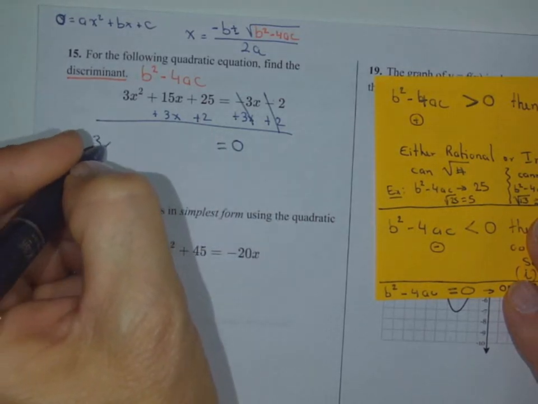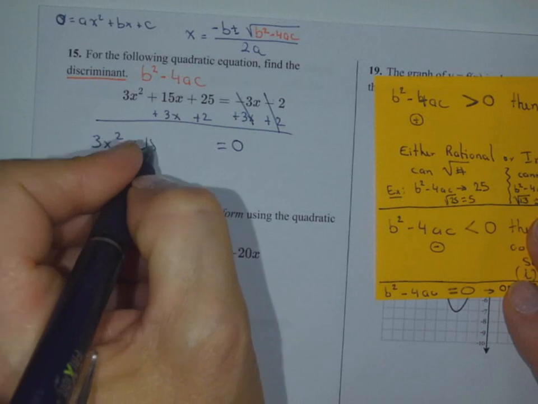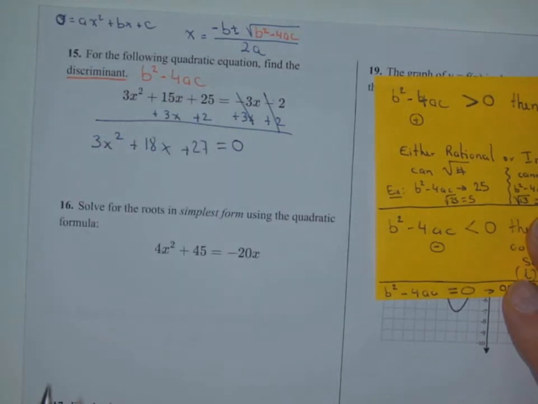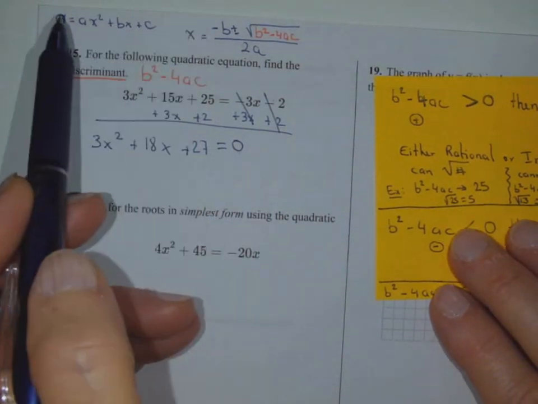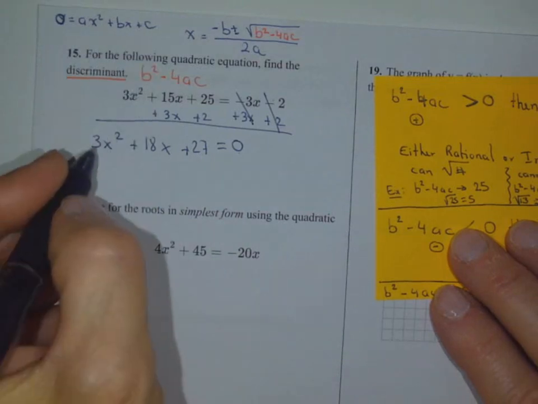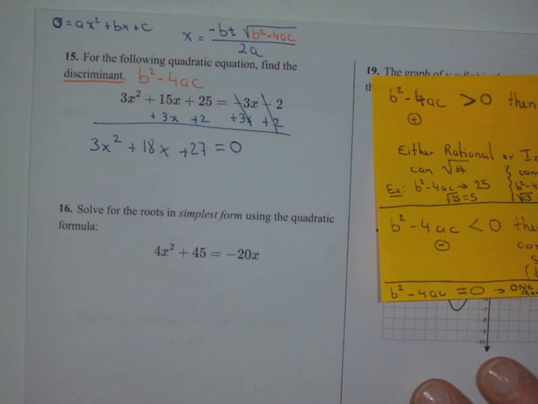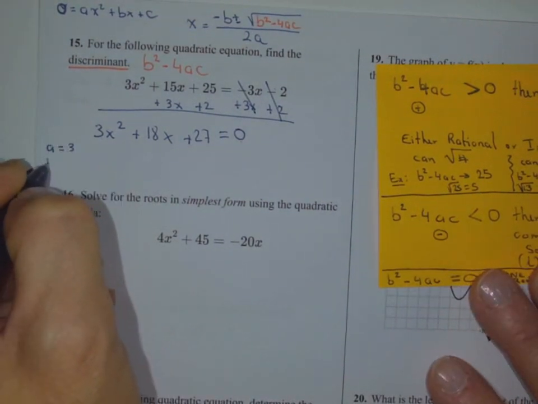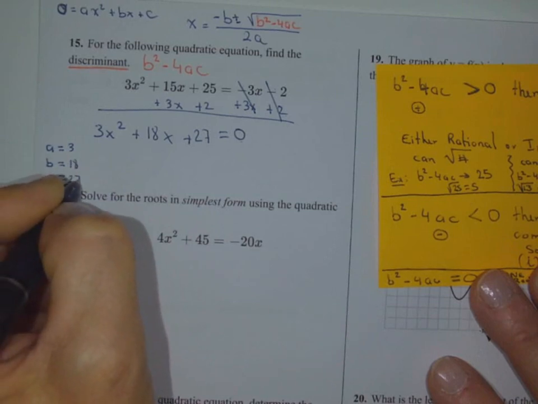So I have 3x squared. 15 plus 3 will be 18x, and then 25 plus 2 will be 27. Okay. This is now my quadratic in standard form, equal to 0. So now I can figure out what my a, b, and c are. So a is 3. And I'm not sure if I need to write that down, but I'm going to write it down for the first time. a is 3, b is 18, c is 27.